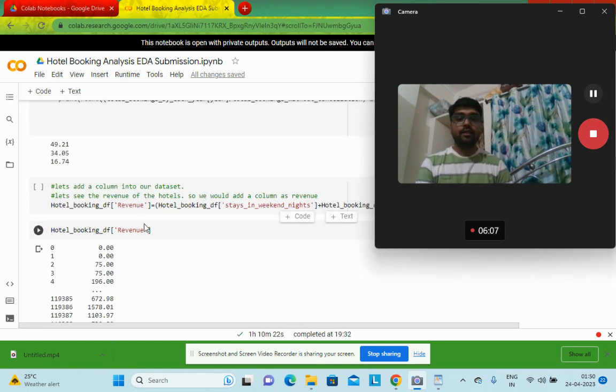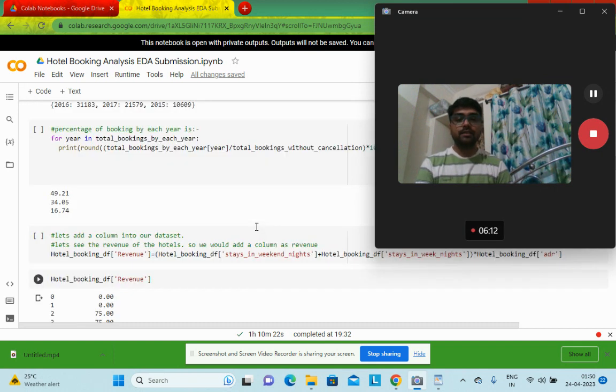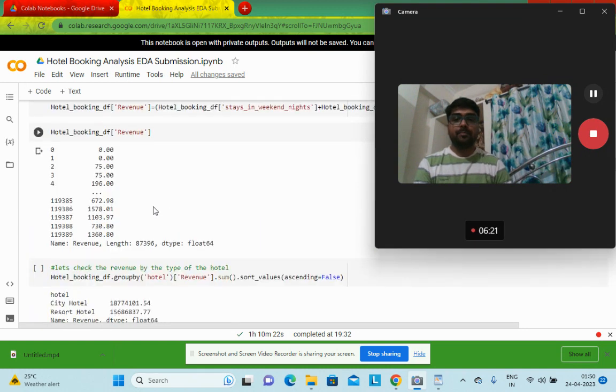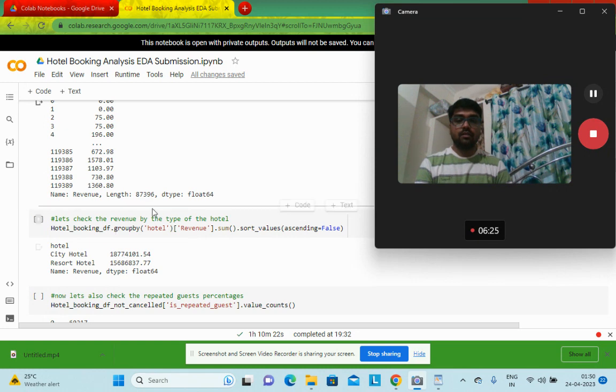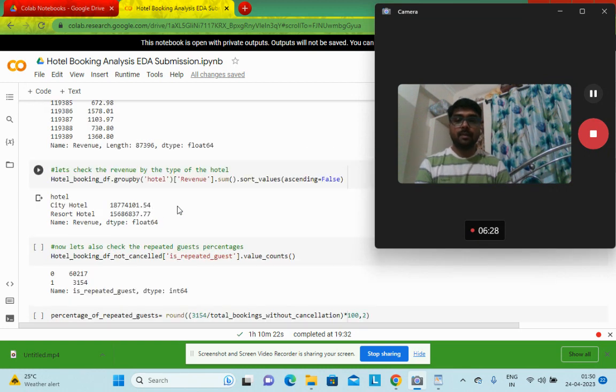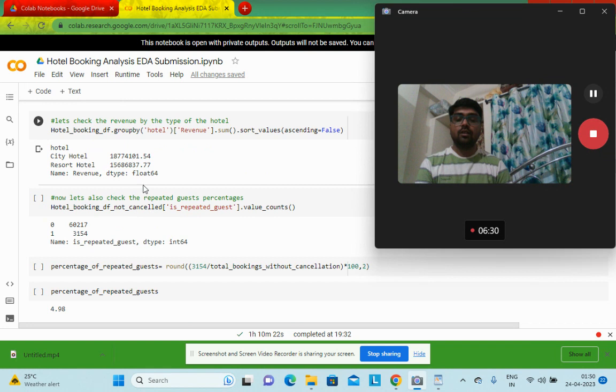Next, I have added one more column as revenue with the help of the stays in weekend nights and stays in week nights columns, and also with the help of the ADR column, which indicates average daily rate. Then I have checked the revenue column as well, and also the revenue by the type of the hotel. I have used this particular set of code.